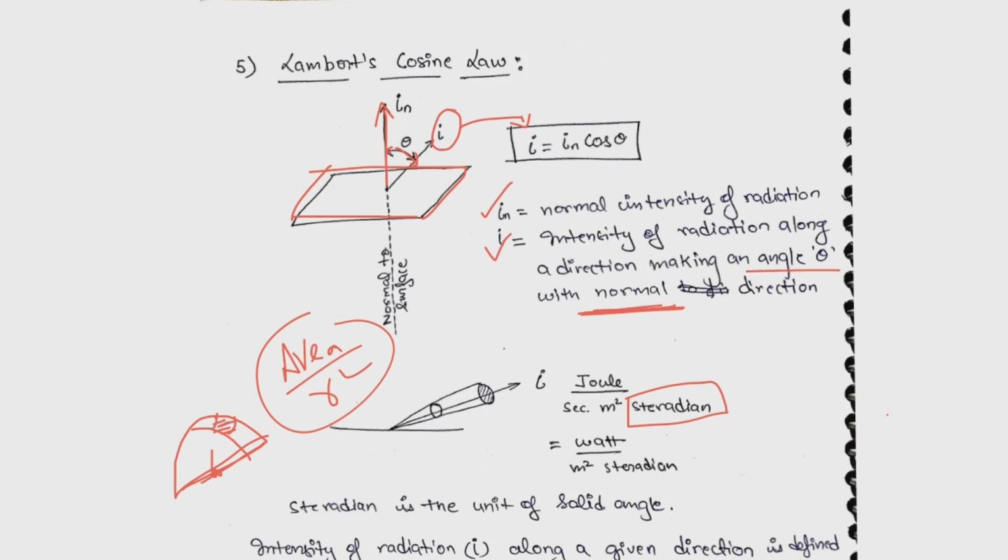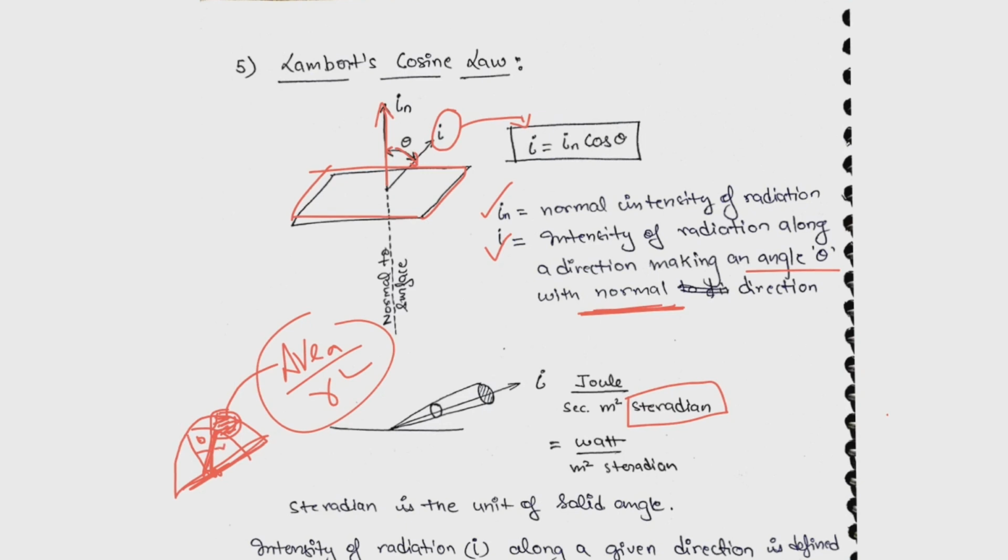Okay, now let this be the normal drawn from this body to this area, and it is making an angle theta with the actual normal to this surface. Now if you want steradian, that is solid angle, then you have to use the area of this body, that is, the small elemental area, divided by radius square. This is the radius, divided by radius square, then you will get the solid angle.